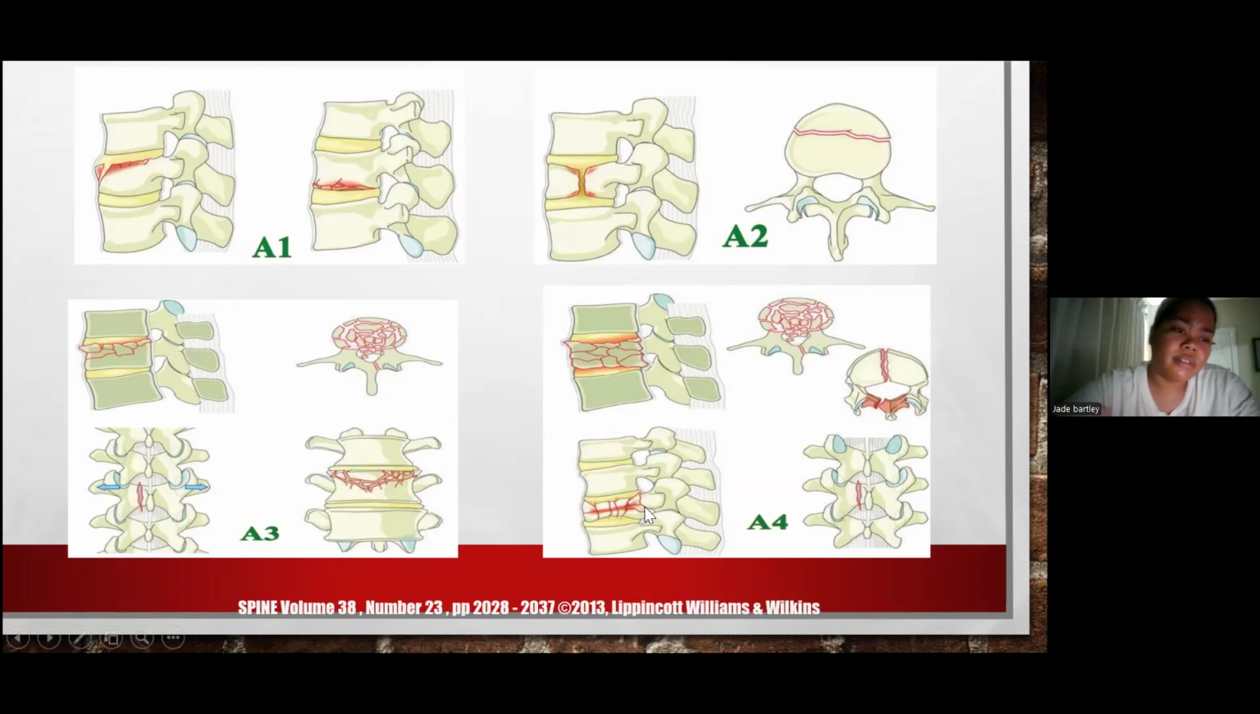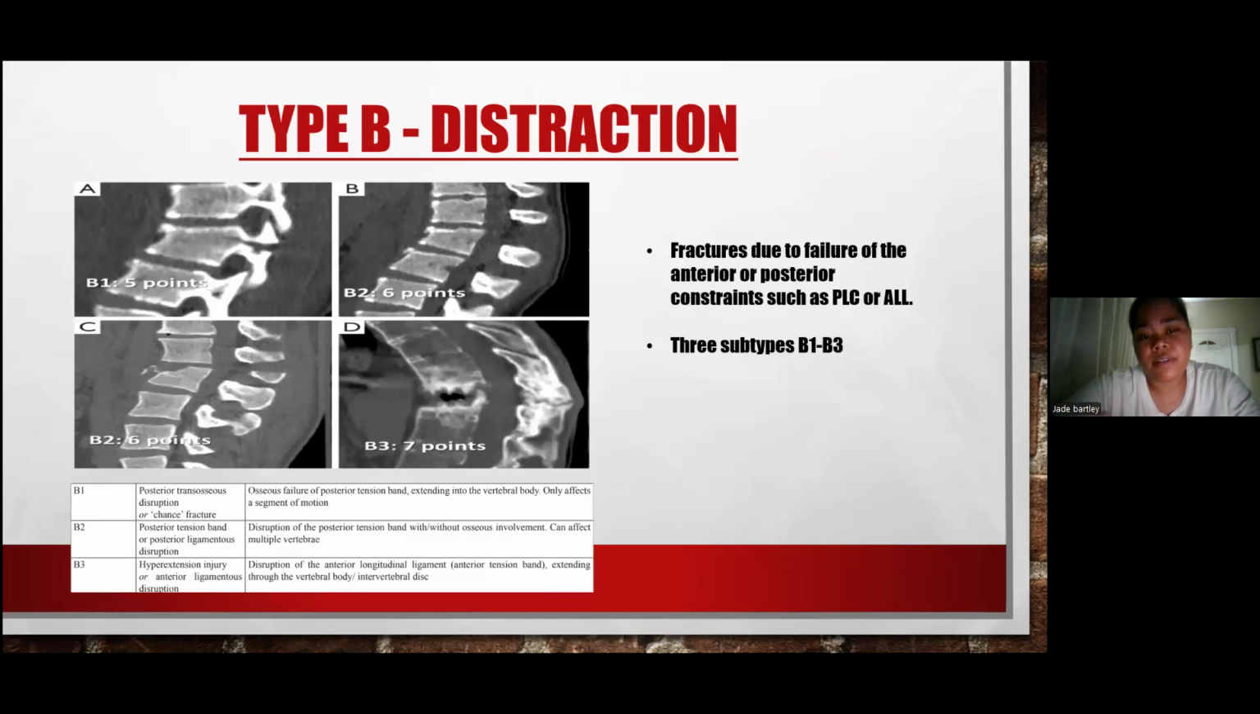And there is concern for instability with A4 fractures, as the fracture usually affects the posterior tension band. Type B fractures are known as distraction. So that's a category, distraction, and it has at least 3 different subtypes. It has to do with either failure of the anterior or posterior tension band. So B1, as denoted here, is what we call a chance fracture. It has to do with osseous failure of the posterior tension band extending into the vertebral body.